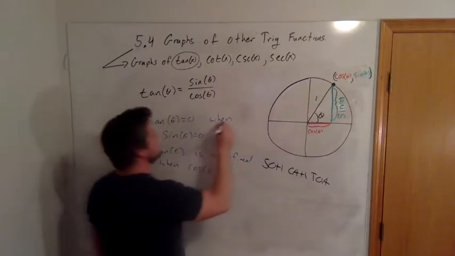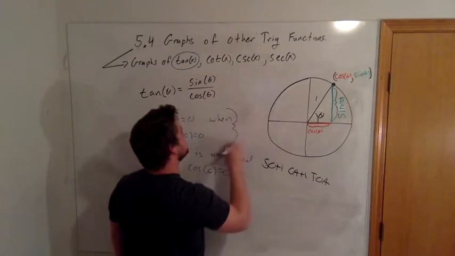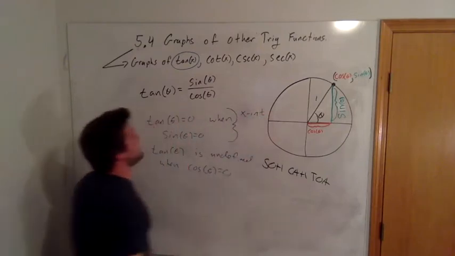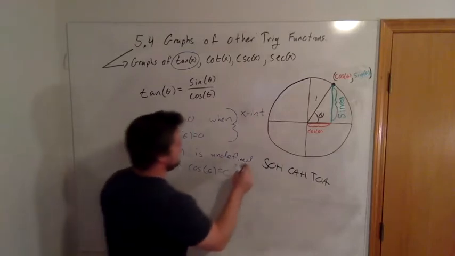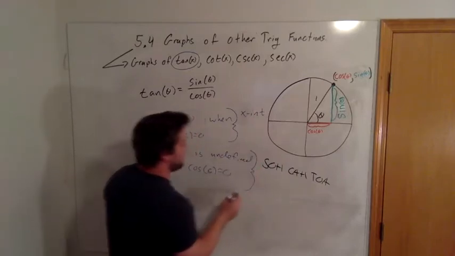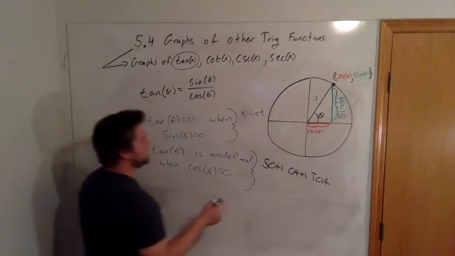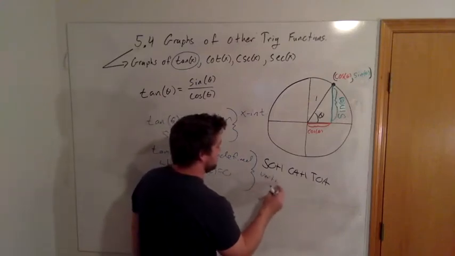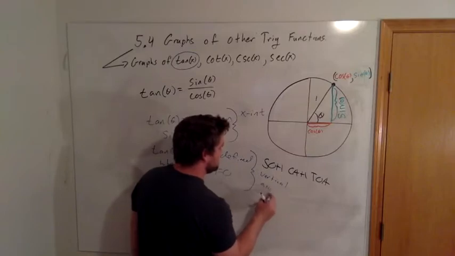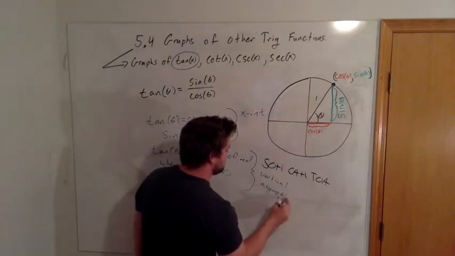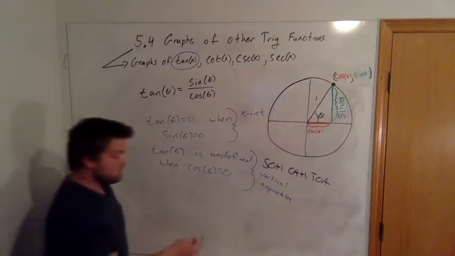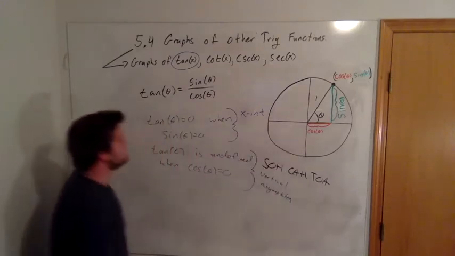So for this situation, we will have x-intercepts of tangent. For this other situation, where the denominator is 0 and my function is undefined, tangent will have vertical asymptotes. Okay, so let's keep this in mind. I'm going to erase a little bit of what we have here.